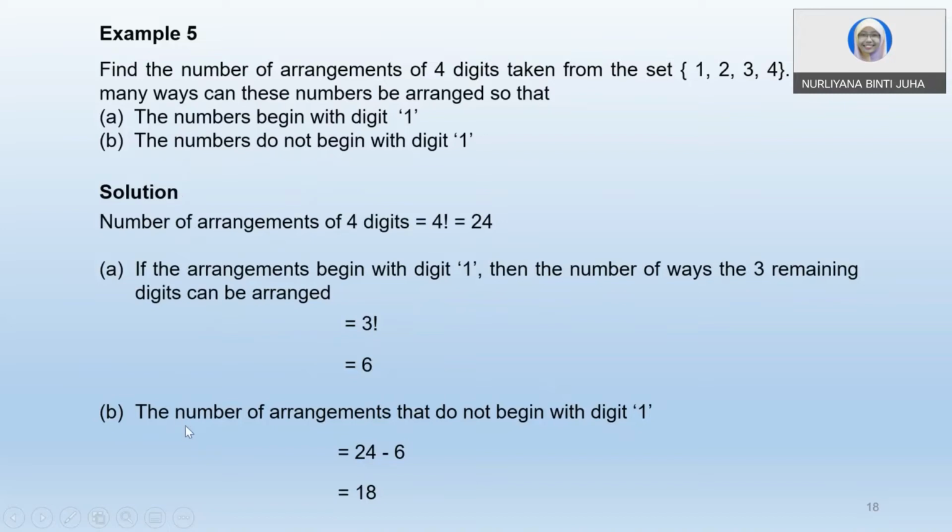Okay. And for B, the numbers do not begin with digit 1. So we first need to obtain the number of arrangements that do not begin with digit 1. You have the total, which is 24 just now, 4P4, 4 factorial, which is 24. Since we do not want it to begin with 1, you just need to minus this 6, because this one is the one starting with digit 1. Okay, 24 minus 6. So you will get 18.